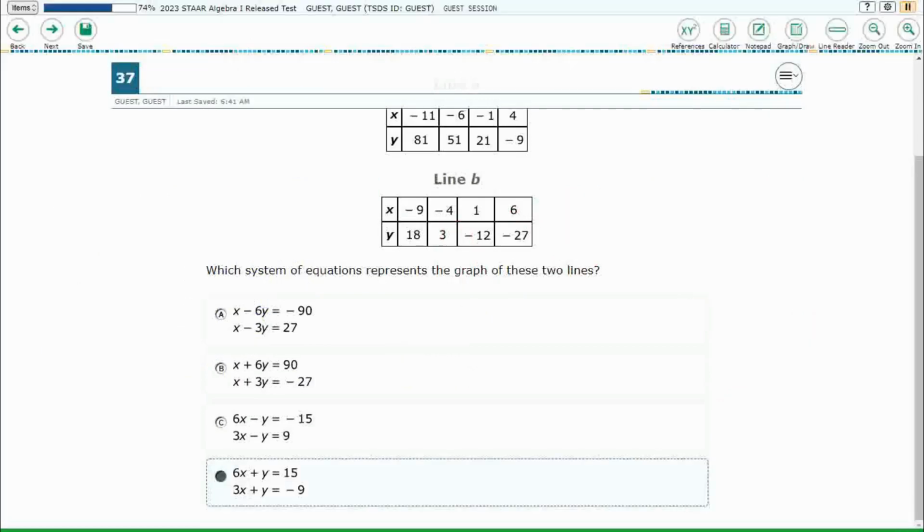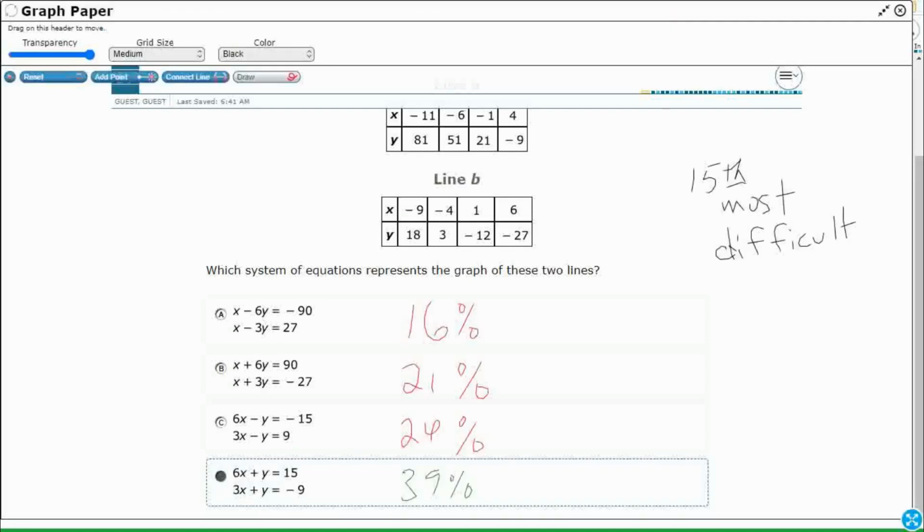Let's see how we did across the state of Texas. So this was the 15th most difficult, and honestly, not even 40% of our students could get this correct. Look at our 3 incorrect answer choices. Pretty evenly distributed. The only thing is we had a few people more do D, a few people less do A. I have a feeling there was a whole lot of guessing going on.